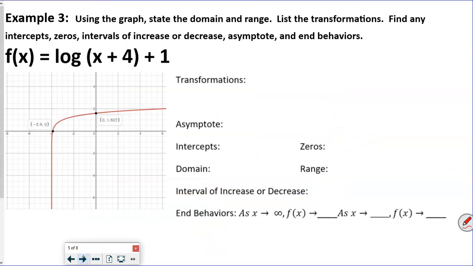So here's our next one, and this one says, using the graph again, state the domain and range, list the transformations, find all the intercepts, zeros, intervals of increase, decrease, asymptotes, and end behaviors, okay? So we're going to start with transformations here. Once again, we're going to talk about our log, and we're going to have an a out front here, and we're going to have a b times x minus h, right? Okay? Plus k.